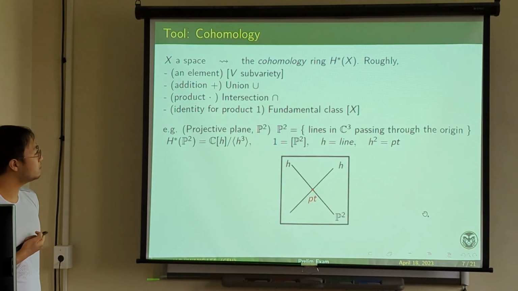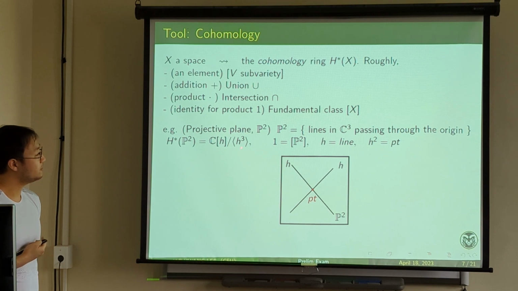So for example, the cohomology ring of a projective plane. The projective plane is the set of all lines in C3 passing through the origin. The cohomology ring of this projective plane is the univariate polynomial ring, quotient by the relation h cubed equals 0.